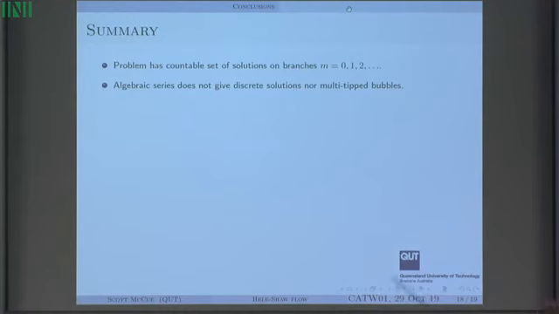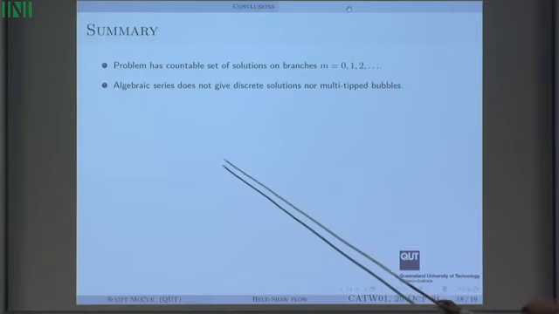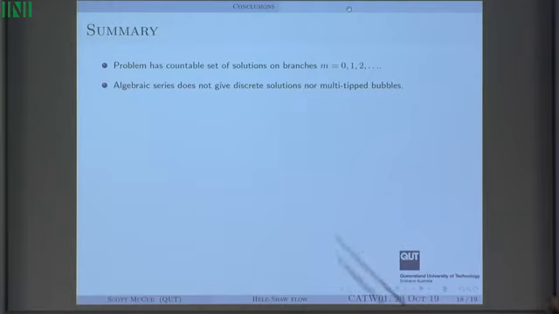Okay, I think that's enough of that. Okay, so I should summarize this. These types of selection problems are well known, and so it's not surprising that the problem has a countable set of solutions on branches that I could label 1, 2, and 3, or 0, 1, 2, 3, and so on.